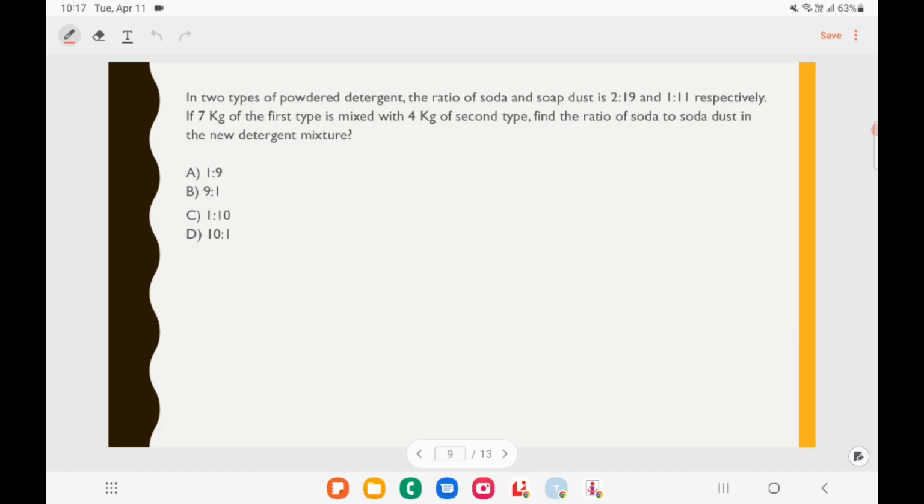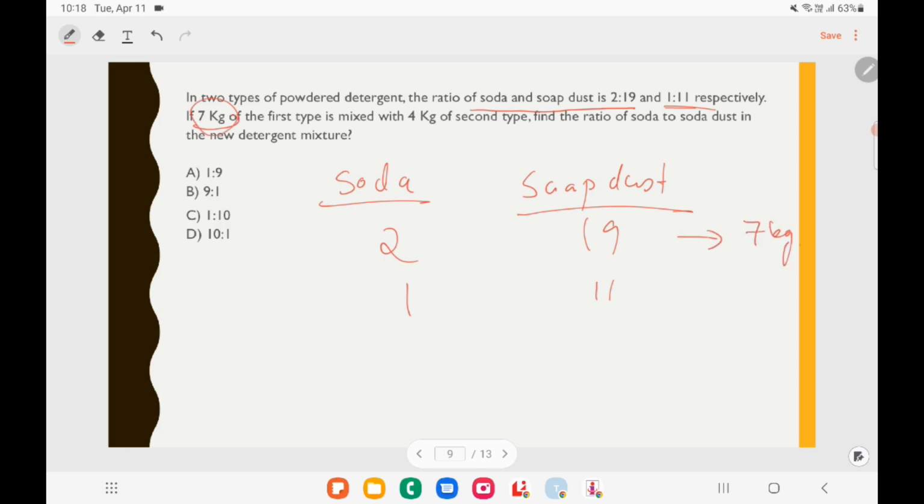This is not a UPSC question, this is just an example. So in two types of powdered detergent, the ratio of soda and soap dust is 2:19 and 1:11. So there are two types of detergent. Okay, in both the detergents you have soda and soap dust. So in the first detergent it is in the ratio 2:19. In the second detergent the soda and soap dust is in the ratio 1:11. Now 7 kilogram of first type is mixed with 4 kilogram of second type. Okay.